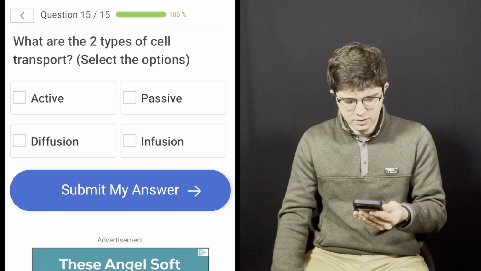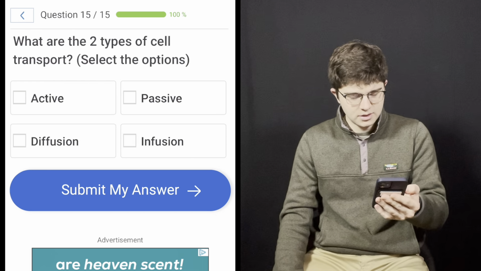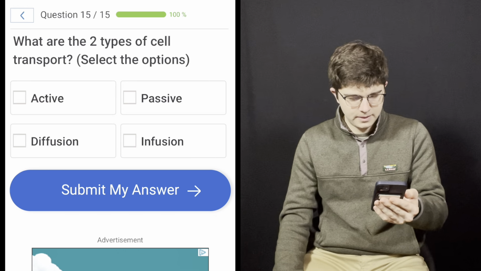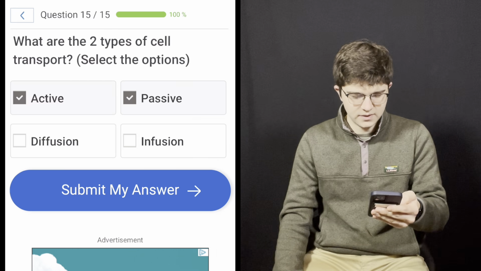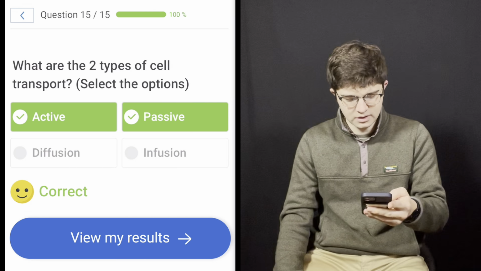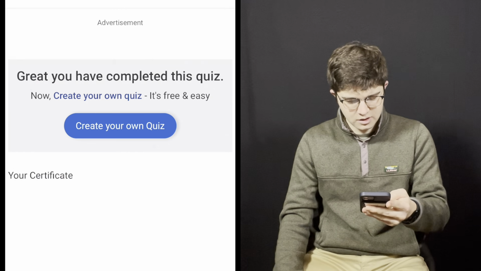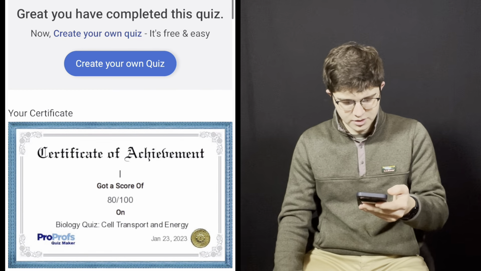All right, and then what are the two types of cell transport? Select the options. So I'm going to go with active and passive. Diffusion and infusion, not really. And those two are correct. So we end today with an 80 out of 100.